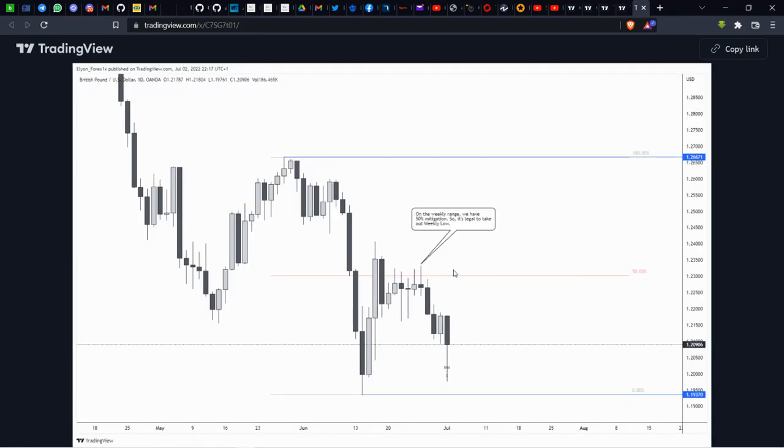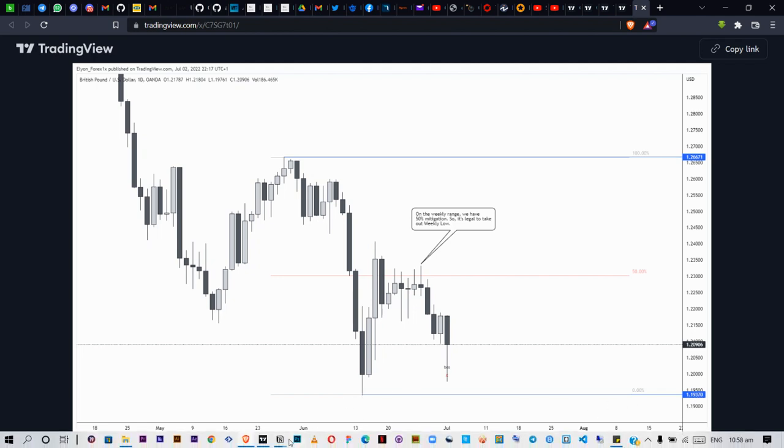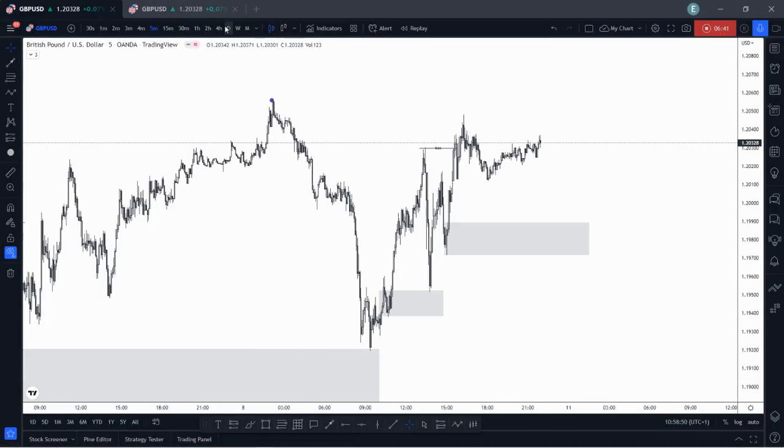So as you can see, I had my fib from this high to the low of the daily leg, and we already had the 50% mitigation. So I was expecting this low at 1.19370 to get taken. Let's see if we took it. Daily time frame.